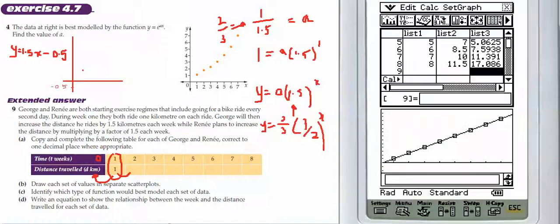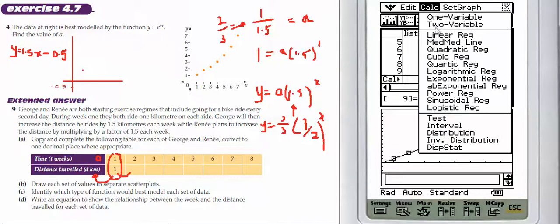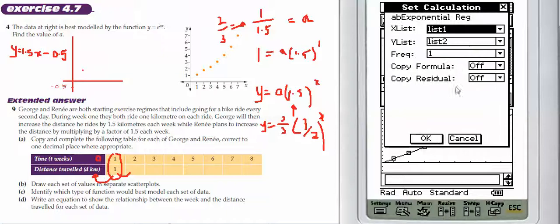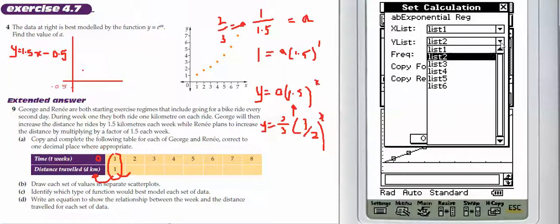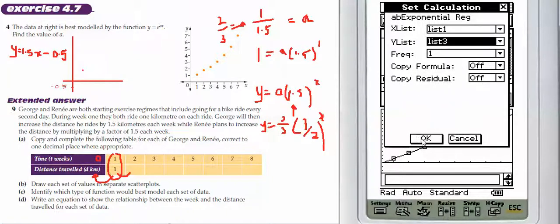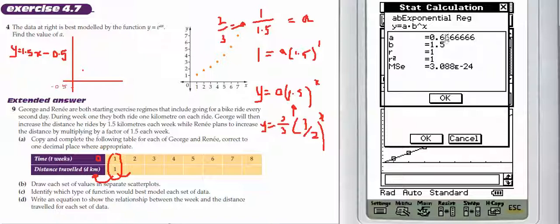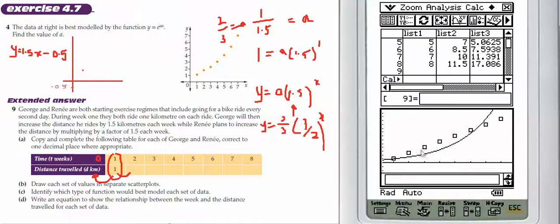Now let's see if my calculator confirms that. What do I need to do with my calculator? I need to do a calculation. I wish to use AB exponential regression because my base is no longer e. I've got to work out what the base is. My y's are in list 3. Okay. And there I get a is 0.6666, which is 2/3, and b equals 1.5. And that's it. And of course it will then graph it for me. And it's the scatter plot of George, and then there's my regression for Renee.